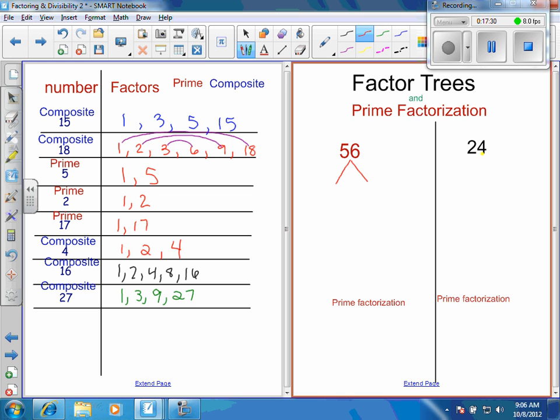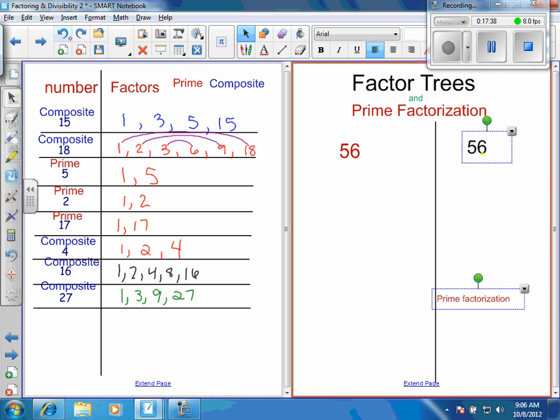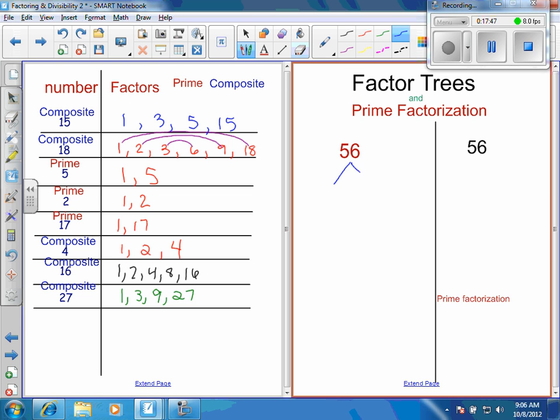Oh, I know why I have 56. There's a reason I have 56 twice. Because you could do a factor tree more than one way. So let's look at a factor tree of 56. You find 2 numbers that multiply to give you 56. Andy? 7 times 8. Good.